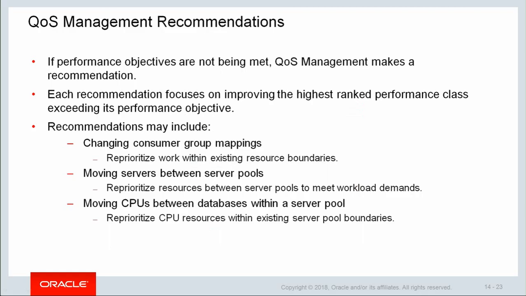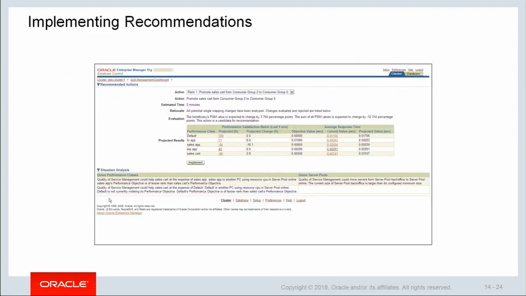So here are the recommendations. If performance objectives are not being met, then Quality of Service can make recommendations. So you can change the consumer group and the consumer group mapping, allocate and deallocate resources among the server pools, and also move CPUs between databases within a server pool. These are possible recommendations. Using Enterprise Manager, you will see Quality of Service in the GUI interface, and you will see the projected result and also possible recommendations to implement, and how long it takes. So you will see this kind of information.